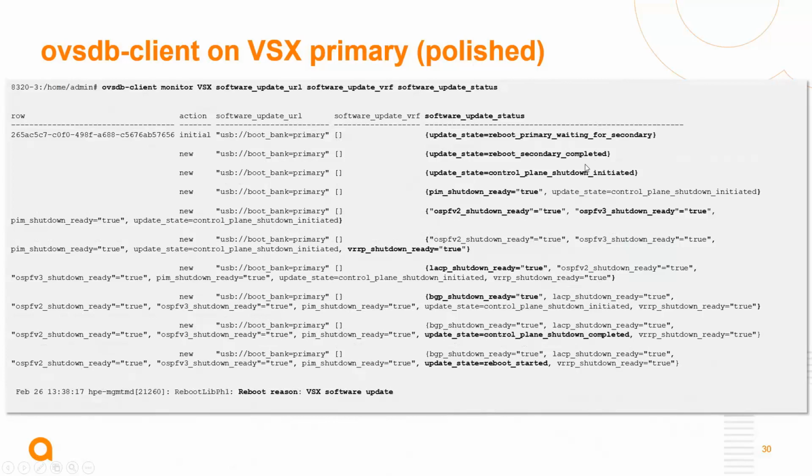Then you have the primary starting the control plane shutdown. Everything for the protocols is getting a graceful shutdown here, including PIM, OSPF v2, v3, LACP, BGP, and so on, so that you have a control plane shutdown completed here. So that's the status. All this information is quite good to troubleshoot if there is any problem with the sequencing. And then you have the reboot that is started, and immediately after you will have a notification message that the VS6 software update is triggering the reboot here.